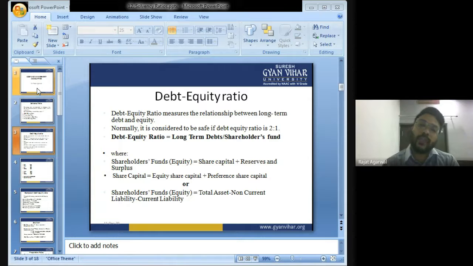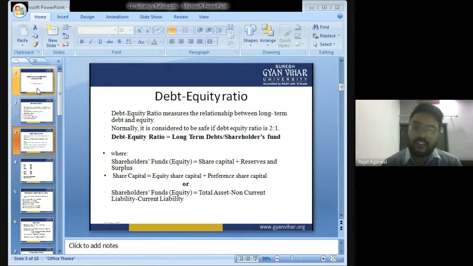How are you going to calculate debt equity ratio? What is the formula? As the name suggests, debt equity. It means long-term debt divided by shareholders fund. Debt means long-term debt. As I told you, in solvency ratio, we are going to calculate the capability of the firm to serve its long-term debts. So debt equity ratio means long-term debt divided by equity, meaning shareholders fund.